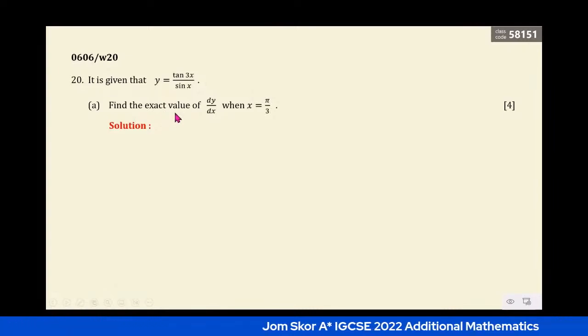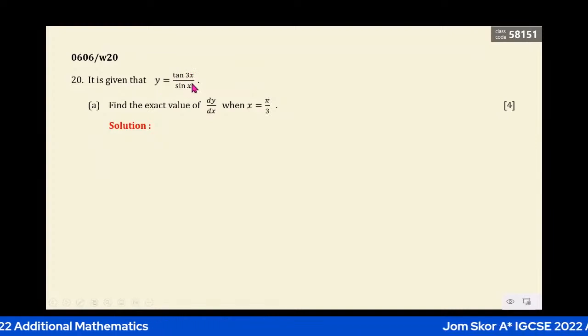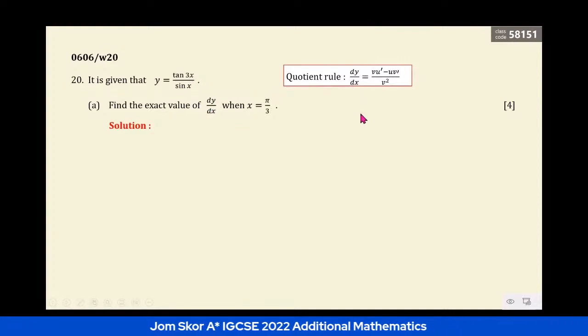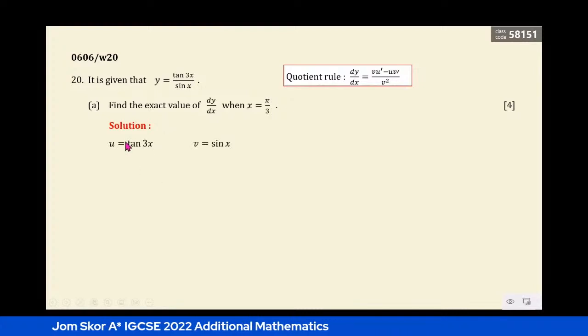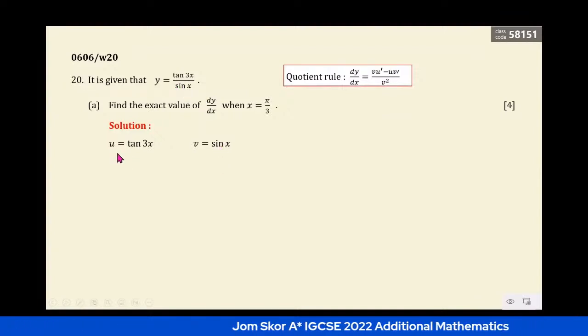Okay. So now kita tahu y is equal to tan 3x over sin x. Kan kita tengok sini. So dia ni fraction lagi. So bila dia fraction, so guna quotient rule because we want to find dy/dx. So we come out with u, the numerator, tan 3x. V is denominator, sin x. So u prime, kena ingat lah.